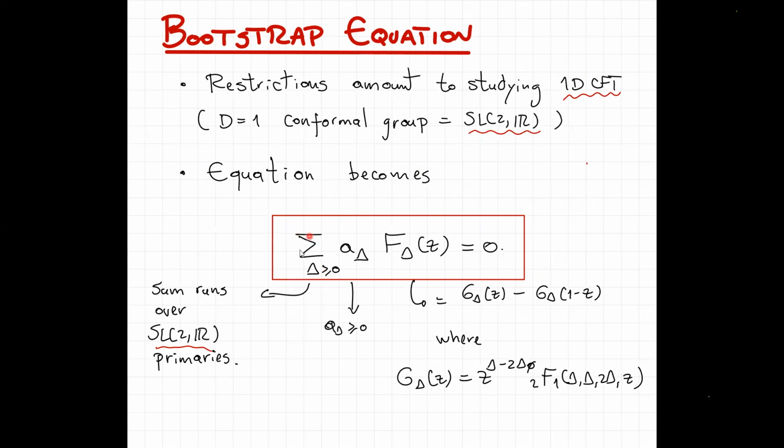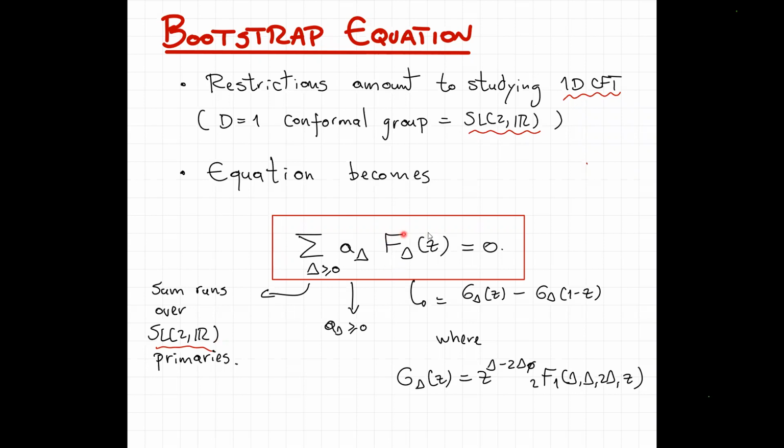Okay, so now here's the sum. The quantum number now is just the scaling dimension. There's no longer spin. The unitarity bound, you might recall, was simply that delta should be non-negative. The sum now runs over SL2R primaries. Okay, it's not over all the conformal primaries. It's over SL2R primaries. So there are more SL2R primaries than there are conformal primaries in general dimensions, because SL2R is a subgroup of the full conformal group. Okay.